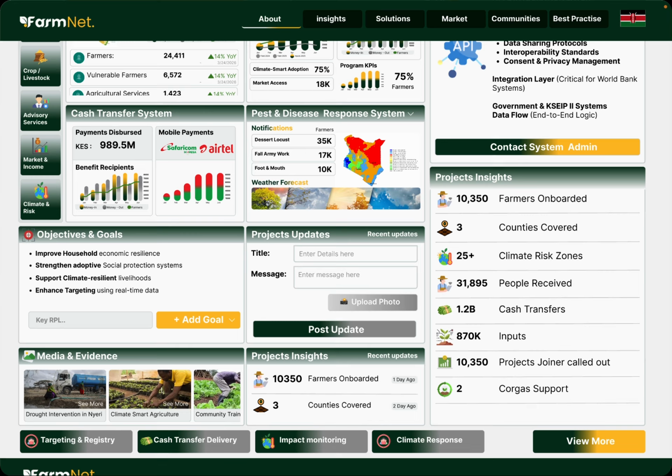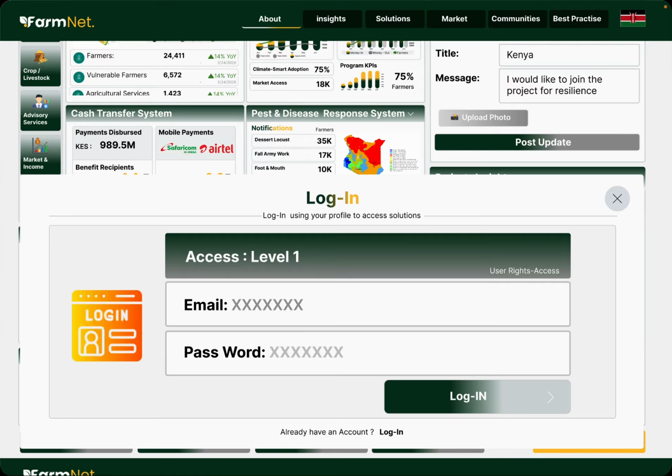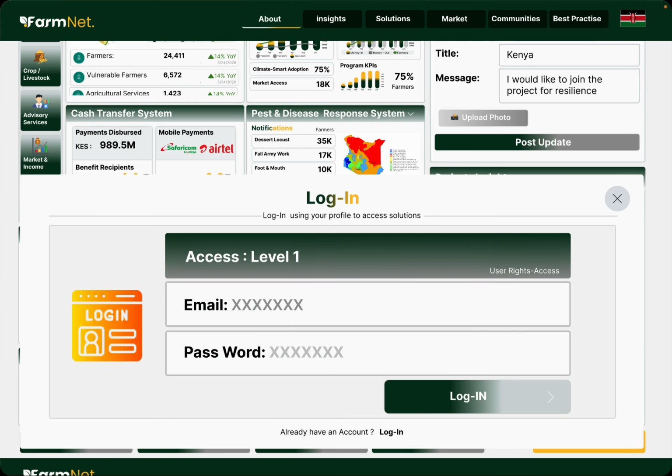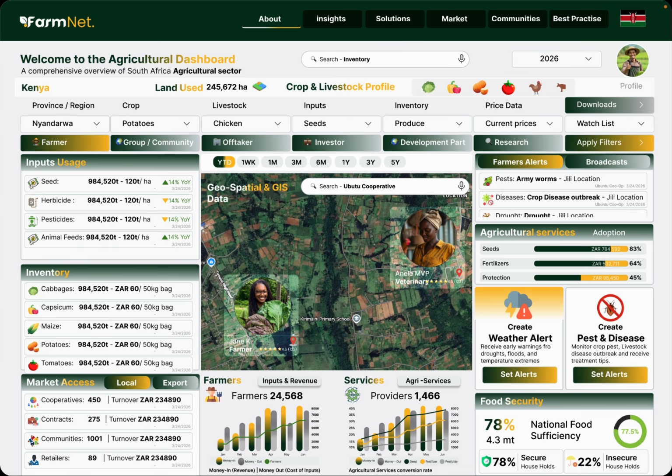There are projects, insights on farmers that are onboarded. These are dummy data to just give illustration on how the dashboards work. If you want access to get more information, the website will ask you to state your email and password so that you can select your access rights, because various people have got different access rights. And then after you do that, then you get into more dashboards where you can get geospatial and GIS data.